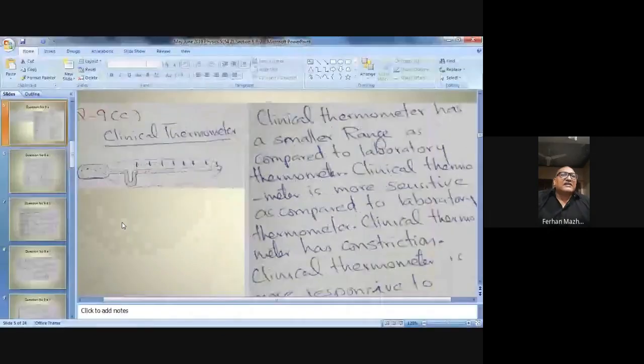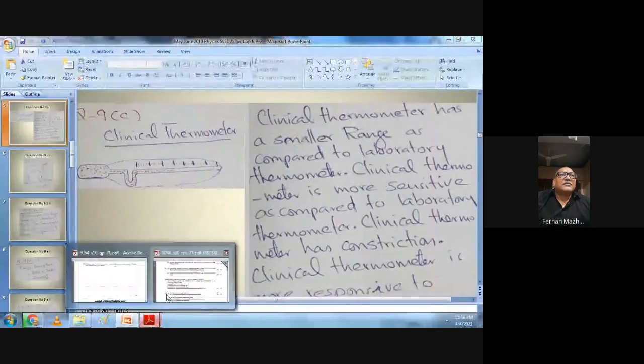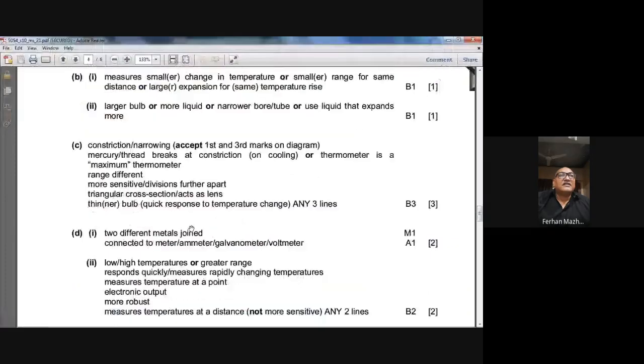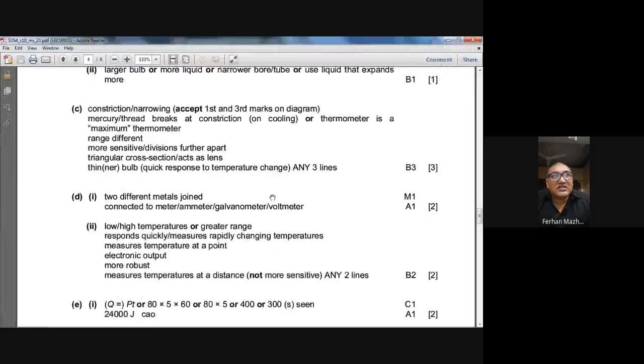Okay, so let's check the marking scheme. What the marking scheme says: clinical thermometer, the constriction and narrowing, except mercury thread breaks at constriction. On cooling, a thermometer is a maximum thermometer, range different, more sensitive, divisions further apart. Triangular cross section acts as a lens. This is what I was talking about. Thinner bulb, quick, responsive to temperature changes.